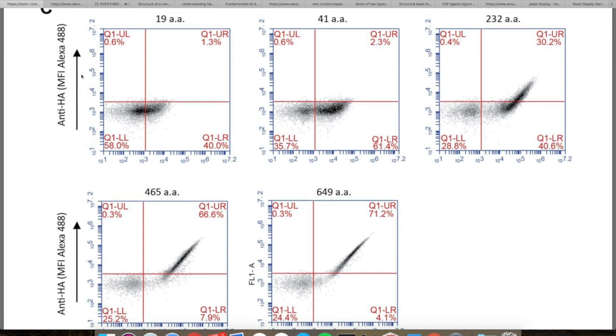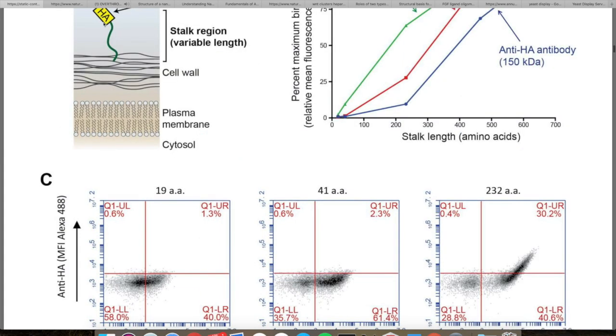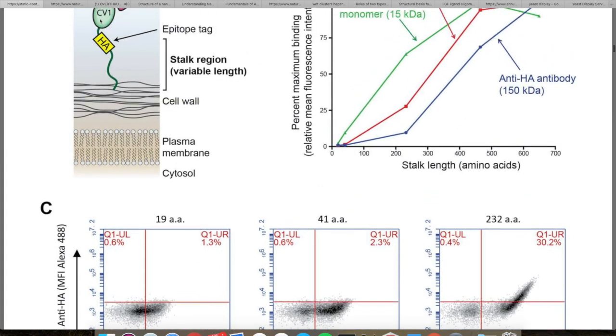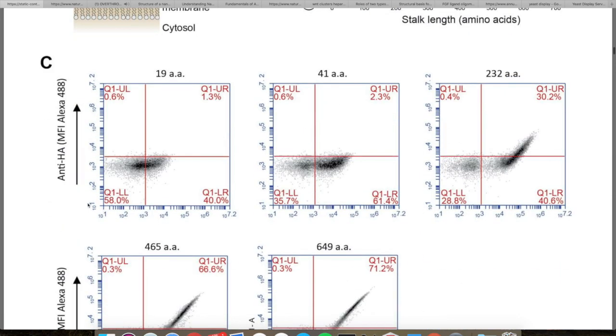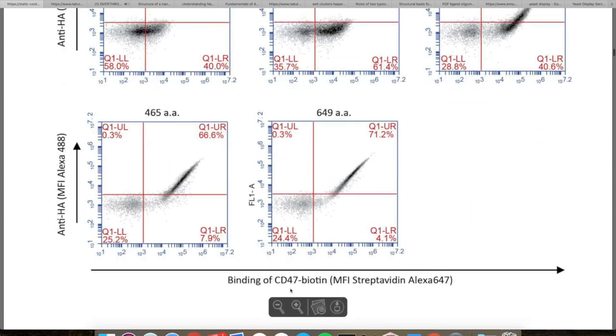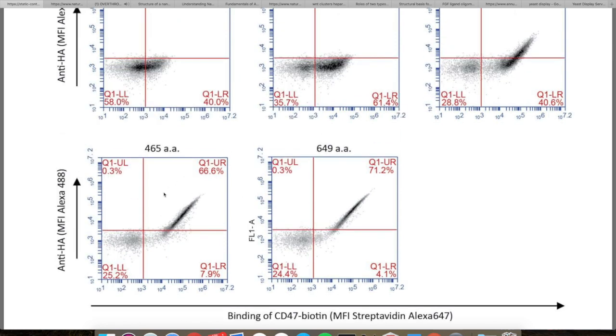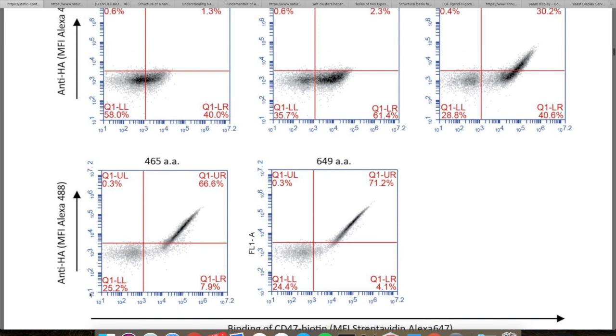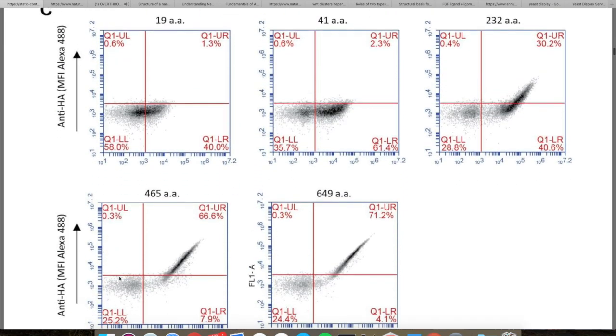So in this dimension we have cells sorted on the basis of anti-HA, so the region between the linker and the protein of interest fused to the cell surface. And on this axis we have CD47 biotin. So what they've done here is they've used a CD47 protein with a biotin tag on it and then added fluorescently labelled streptavidin. And the key to this is they use a different colour, so it's a wavelength of 647 nanometers, to the Alexa at 488 nanometers, and so they separate in 2 dimensions, and the populations of cells are shown as black dots.